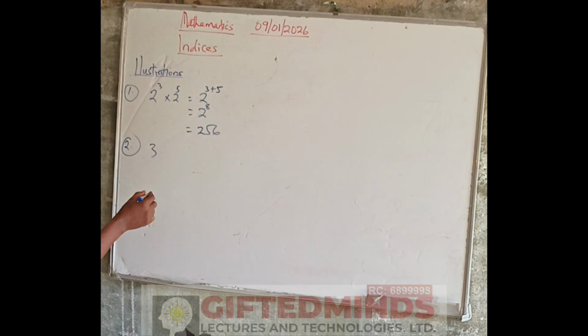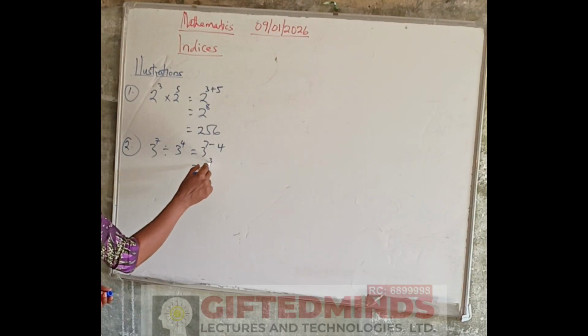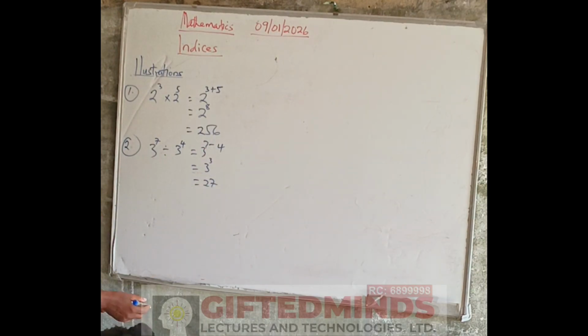I have 3 raised to power 7 divided by 3 raised to power 4, right? You just know that that is 3 raised to power 7 minus 4, which is 3 raised to power 3, and the answer is 27. I don't think anybody can ask you this kind of question in the exam, right? Now, what's the next one?